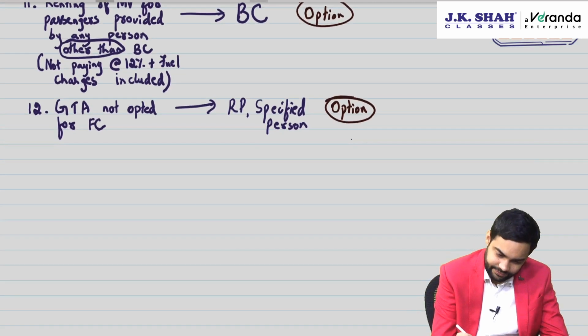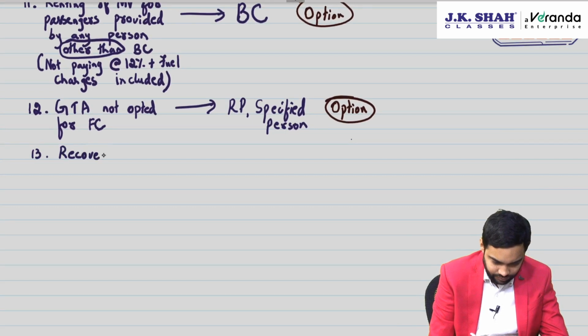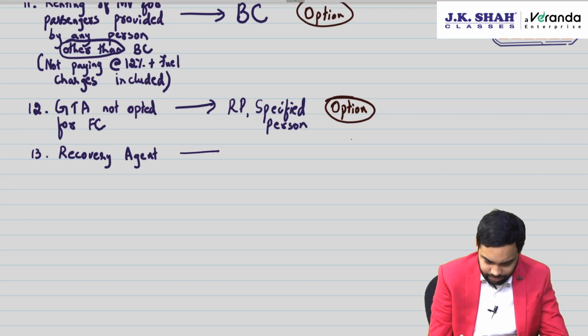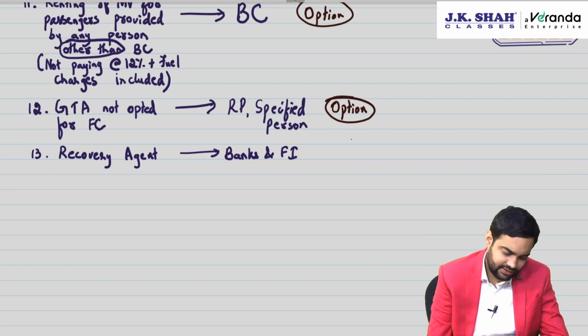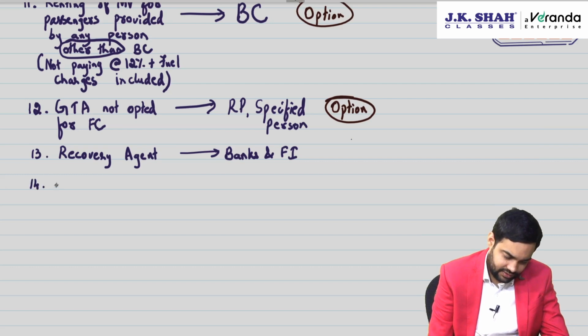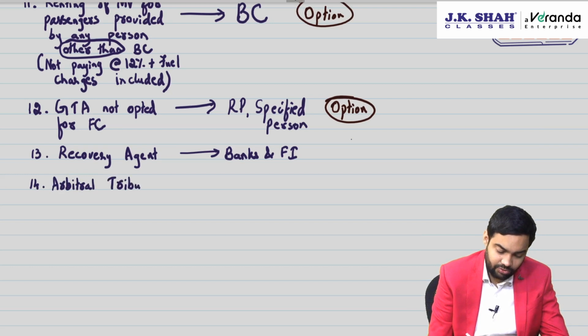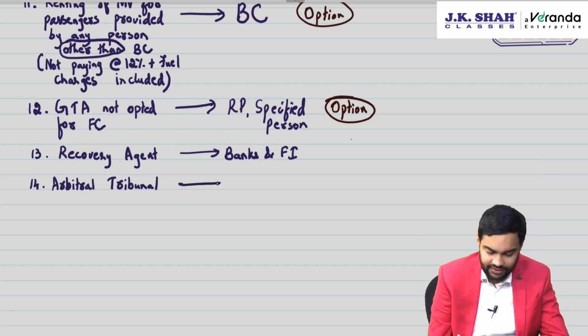Then recovery agent. Recovery agent providing service to banks and financial institution. It's easy to recover tax from banks and financial institution. Then arbitral tribunal, Arbitration and Reconciliation Act. We are not talking about tribunal which is covered by negative list. This is Arbitration and Reconciliation Act.